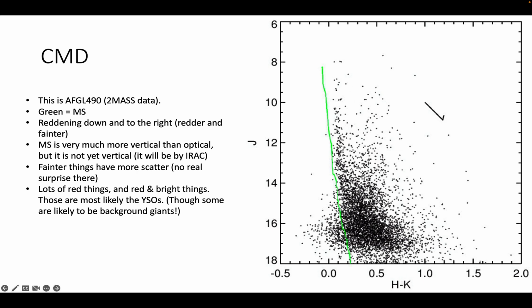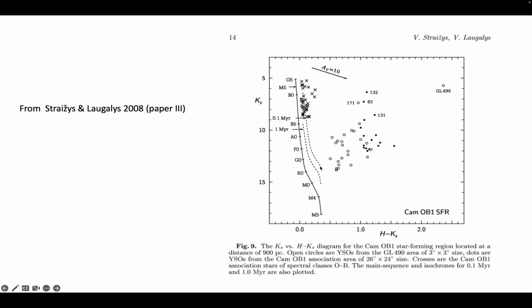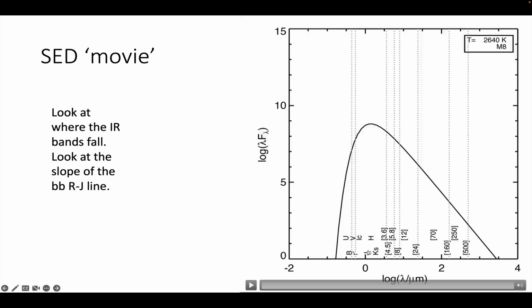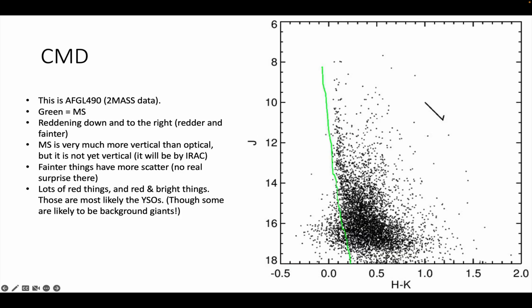The main sequence here is very much more vertical than it was in the optical, but it is not yet exactly vertical. It will be before we're done with this section. It is much more vertical because of where the J-band and K-band fall in this plot. Okay? So it's pretty close to vertical, especially for the higher mass. Fainter things have more scatter, which is not surprising. There are lots of red things and lots of red and bright things, and the red and bright things are likely the young stars, but some of them are background giants.